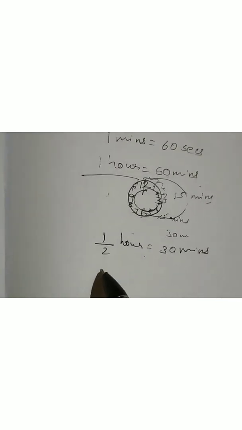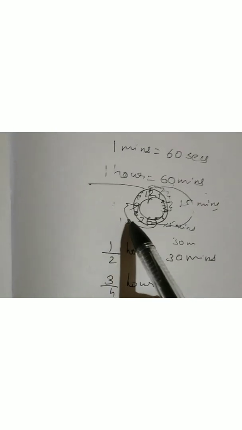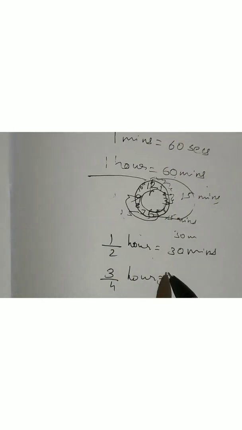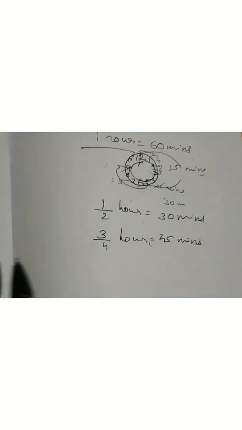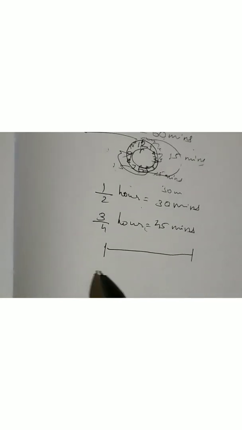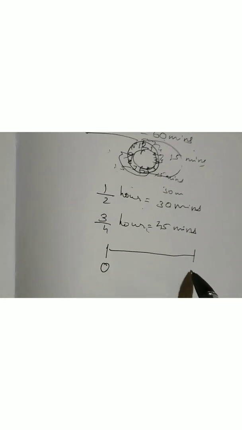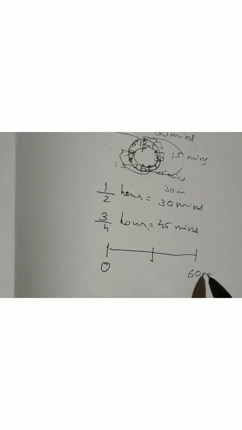Clear? Then 3/4 hour will be again up to here. So again 15 minutes. Total 45 minutes. Clear? Okay. Now we can discuss this with our number line, 0 to 60. 60 minutes. This is half an hour. So this is 1 hour.